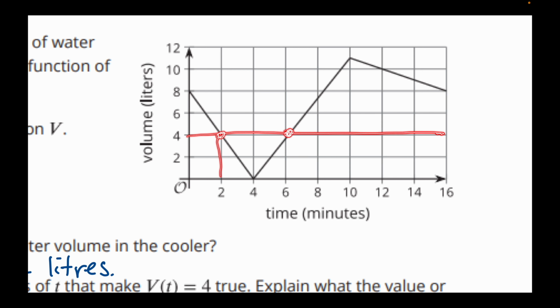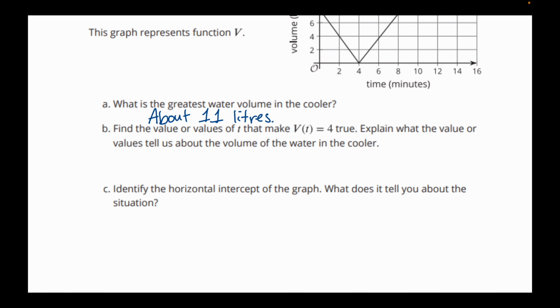From both of those, we can look downward to find what input values gave us that output. So it looks like at 2 minutes and at 6 minutes. So we're going to say t equals 2 and t equals 6. So what do these tell us? These tell us that at 2 minutes and at 6 minutes, there were 4 liters of water. That's what they tell us. So at 2 and at 6 minutes, the volume was 4 liters.